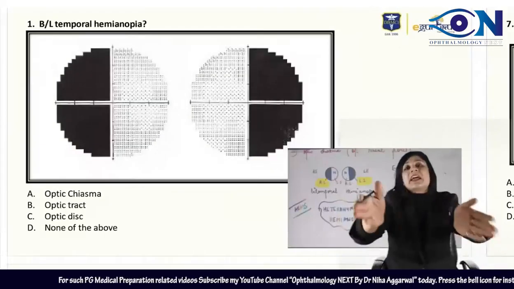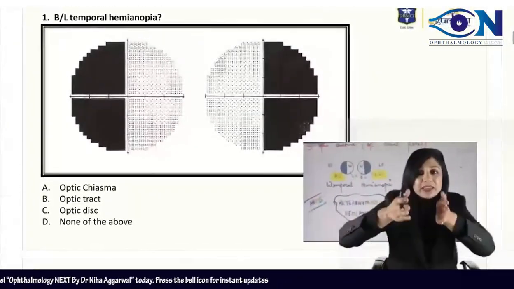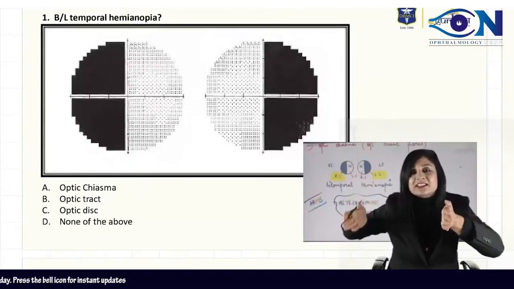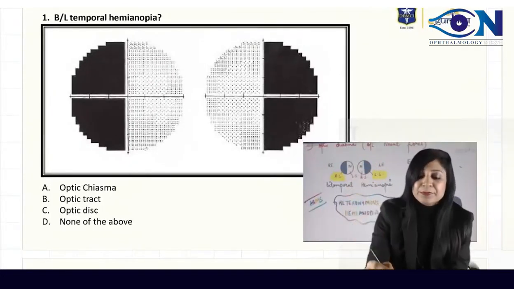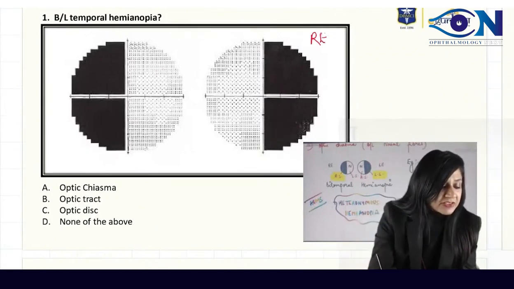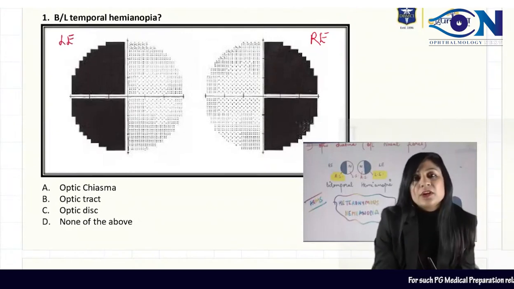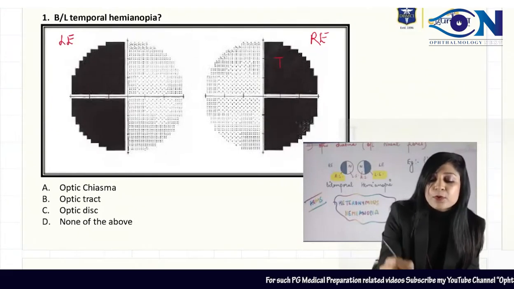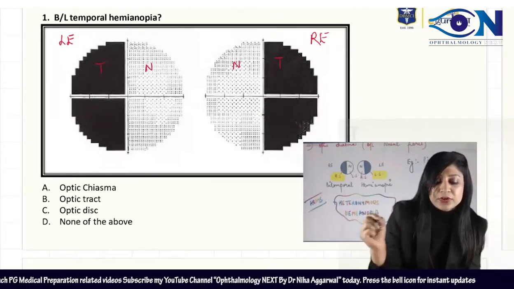Now what we study here is that whenever you have to read this, your right side will be the right eye and your left side will be the left eye, right? So in the perimetry, you have to read this as the right eye and this as the left eye, okay? So this is temporal, nasal, and temporal.